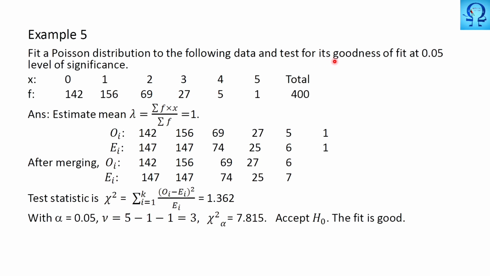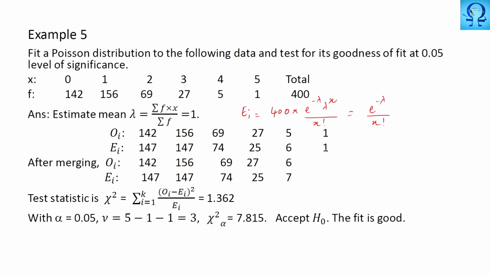And moving further, again we are asked to fit a Poisson distribution to the following data, and we are asked to test for its goodness of fit at this level. So x is given, f is given. Okay, we just estimate it. After estimating, we just calculate this one accordingly. Okay, that is how, using the fact that Ei is the total 400 times e to the power minus lambda, lambda to the power x upon x factorial. Since lambda value is 1, that does not have any effect. This is the thing that we have. Okay, we just substitute the value of x and estimate all these things.